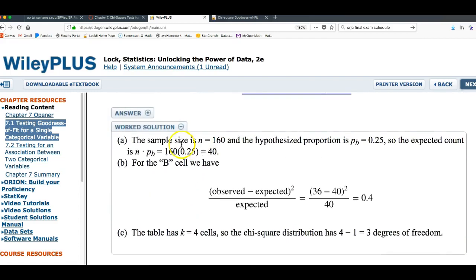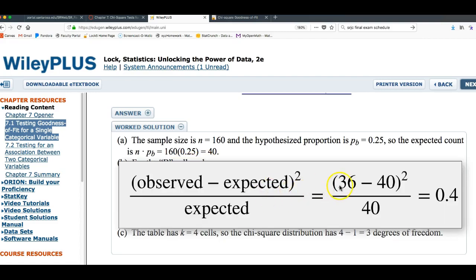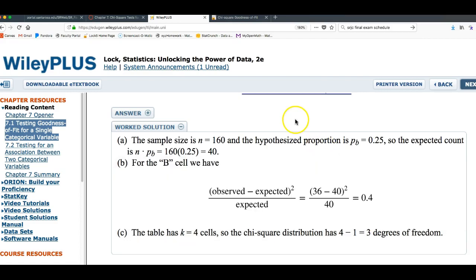Excuse me. Let me show you the worked out solution. Since the total sample is 160, as I mentioned, and the hypothesized proportion for B is 25%, we could just multiply those two, 160 times 25%, to get 40. The formula to get your chi-squared contribution is observed minus expected, 36 minus 40. Square that, because we don't care whether it's above or below. We just want the difference between observed and expected, and then divide it by expected to get 0.4. And that would be the chi-squared distribution.